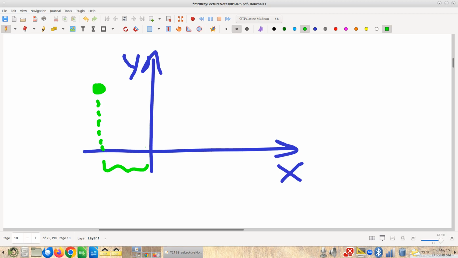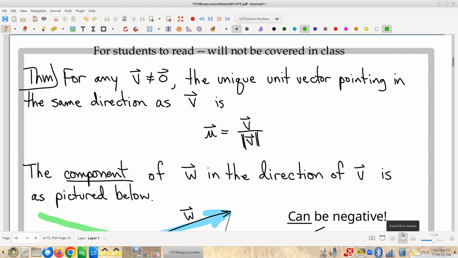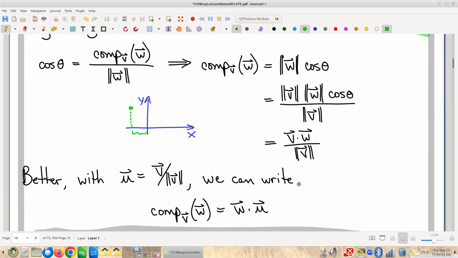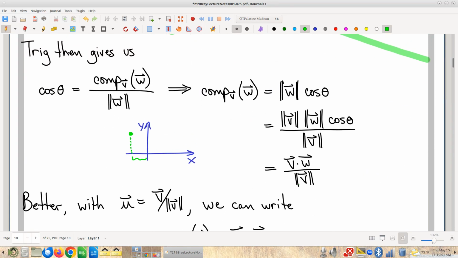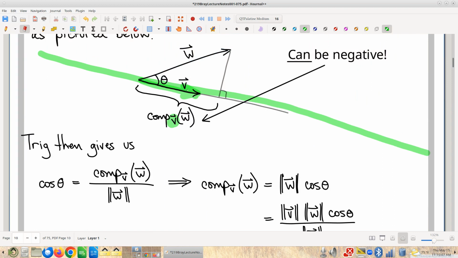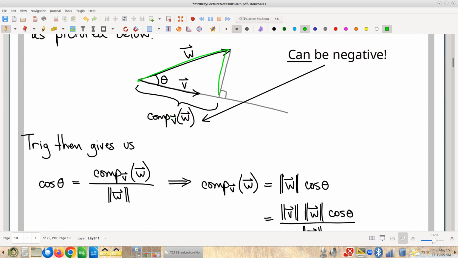So same thing with, I can't see my own screen. Yeah, there we go. Same thing with components. Components are kind of like coordinates. They can be negative. Okay, this algebra here is pretty straightforward. This is what I'm going to let you read on your own. It's just a matter of observing the trigonometry of basically this triangle right here. That triangle, do some trig, you get this.